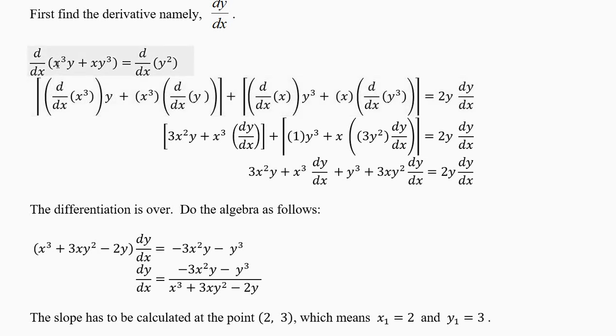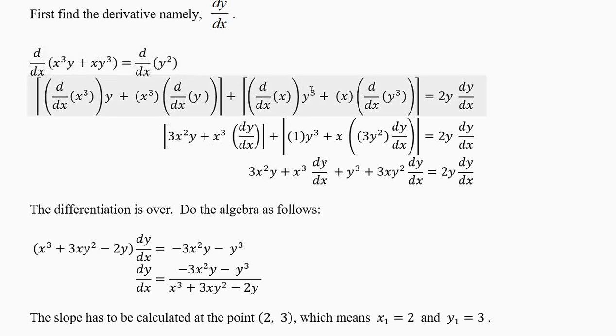Derivative of the first function into second function plus first function into derivative of the second function. X cube, the derivative is 3x square into y. The second function is y, so 3x square y. X cube into derivative of the second function is dy by dx. So you have x cube dy by dx. You are here. Now look at the second thing, xy cube.